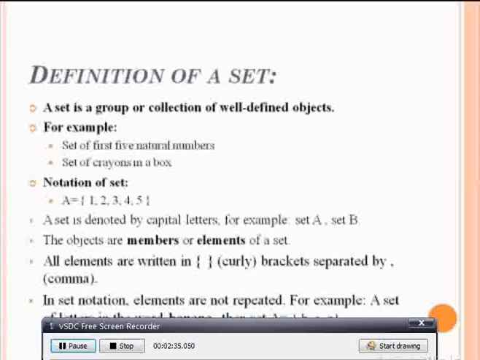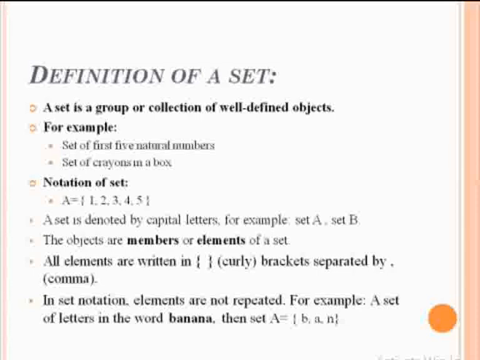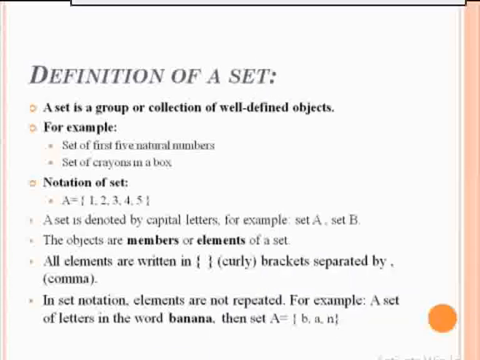In set notation, elements are not repeated. Students, it's a very important point. For example, a set of letters in the word banana. Then set A will be B, A, N within curly brackets. Remaining A and A will not be written in curly brackets. Reason: in set writing, elements are not repeated. Okay, one element is written only once.